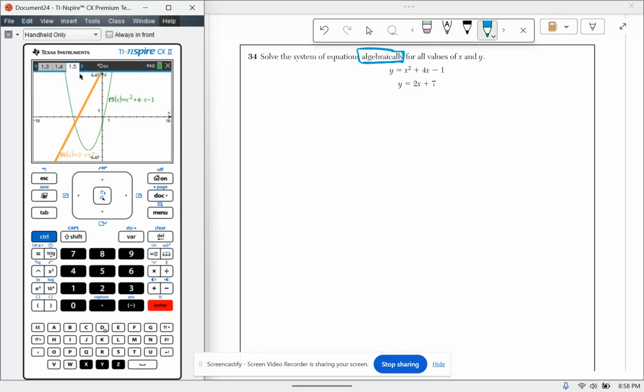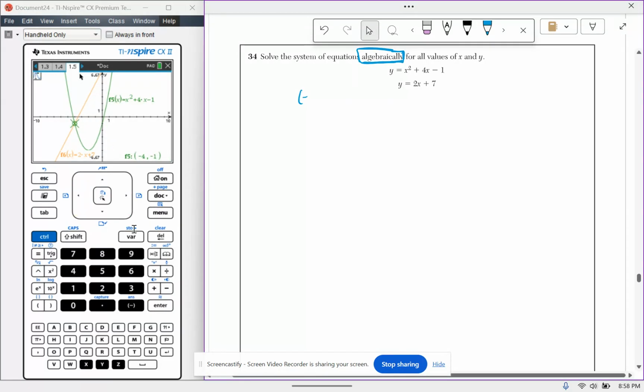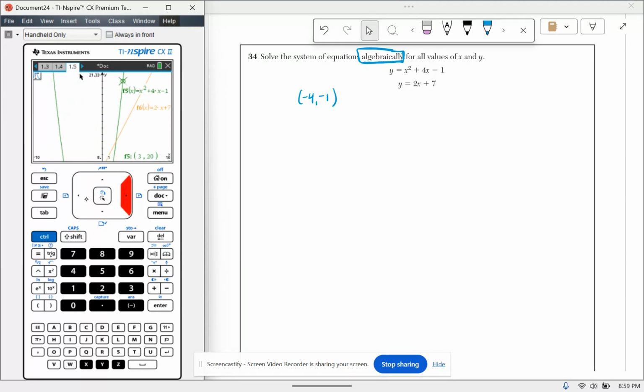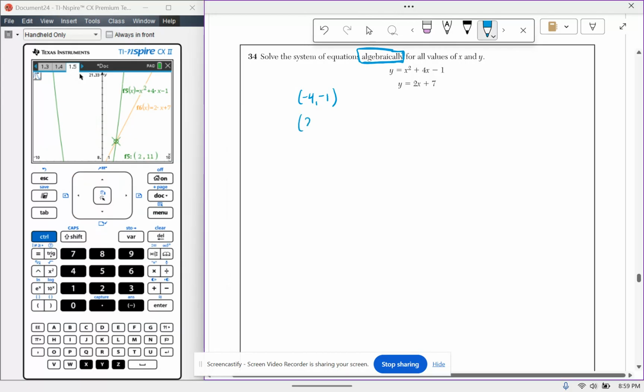So I'm graphing these two. I'm going to see where they cross by tracing along. And it looks like they cross at -4, -1, and, sorry, I went too far, 2, 11.